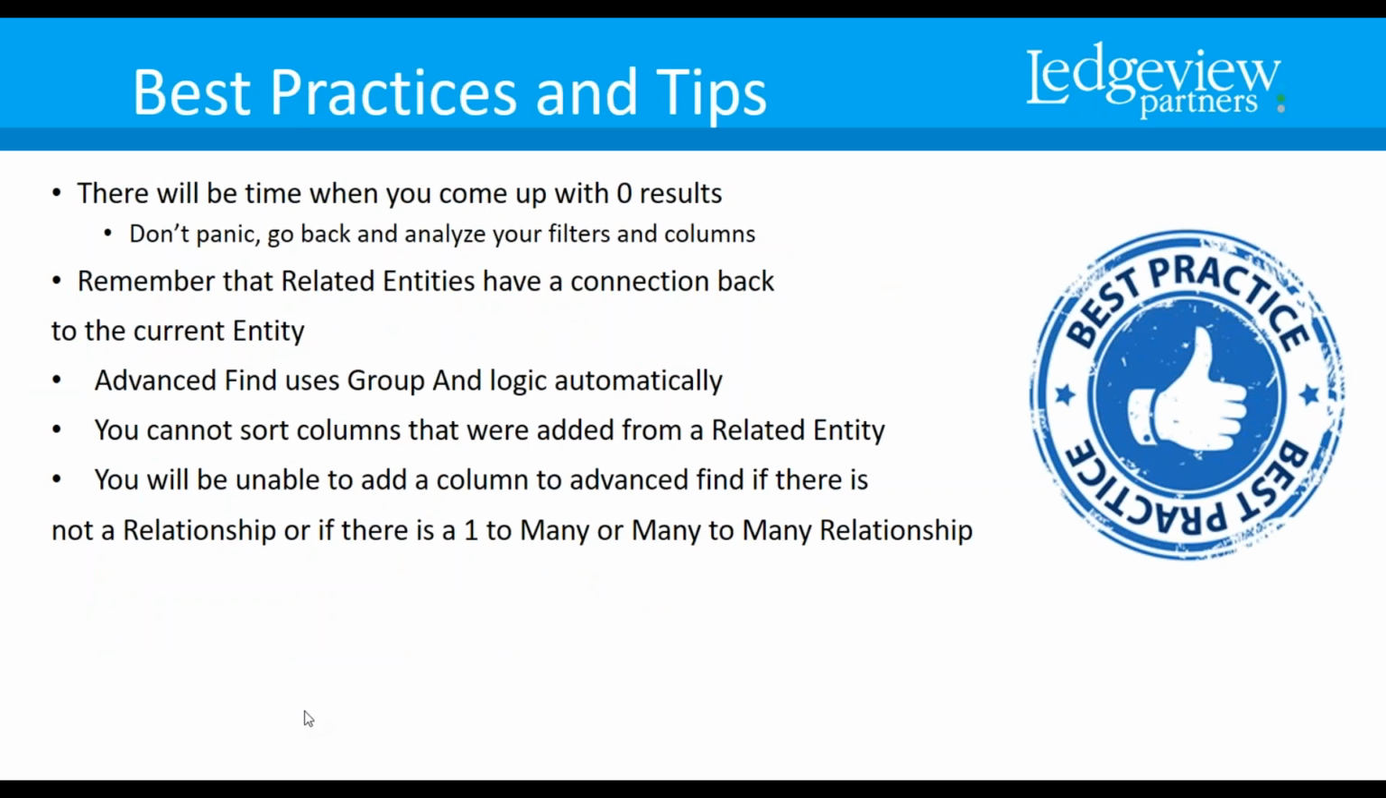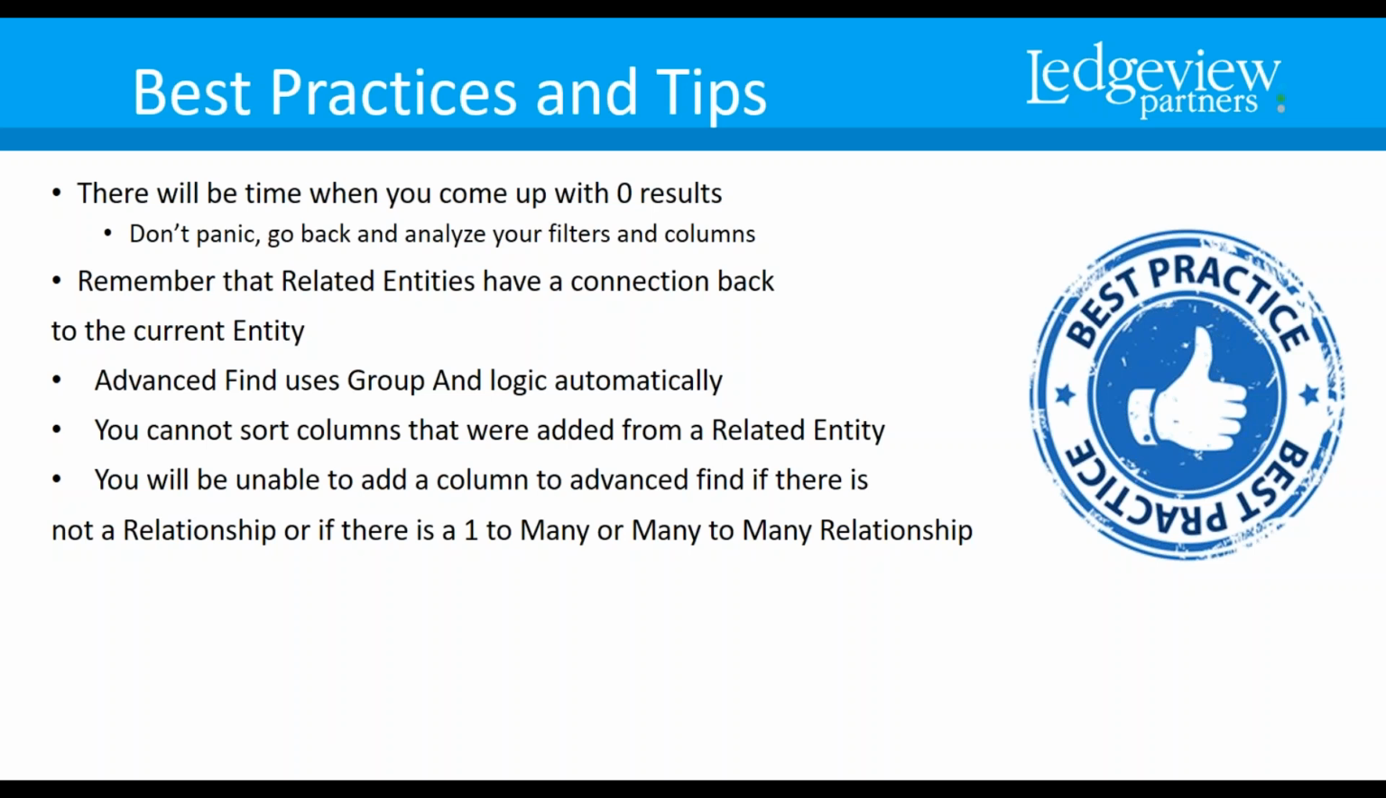So you saw how we added columns from the related primary contact. Let's say I want to sort by the primary contact's email. I can't sort by it. I cannot sort columns that are from a related entity. You can only sort by columns or fields that are on the entity set in the look for. Another reason why look for is so important.